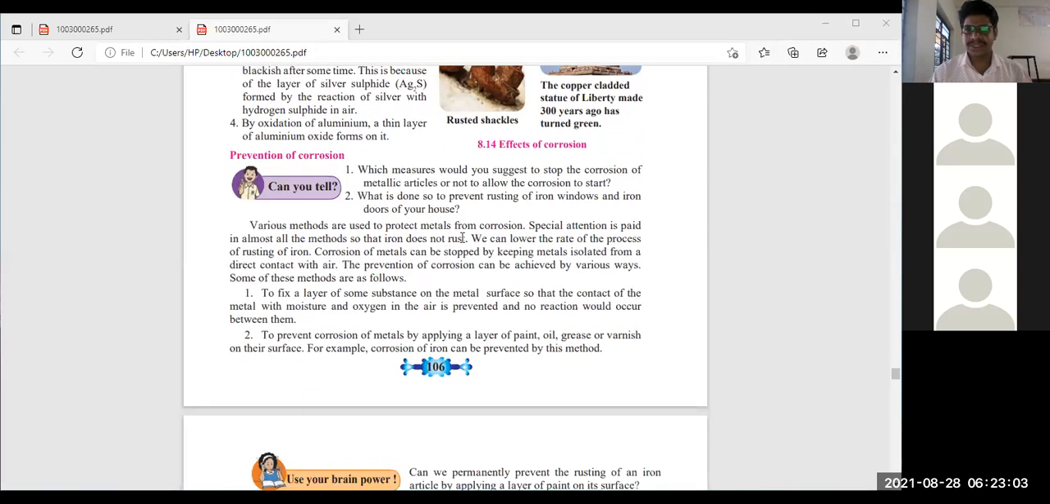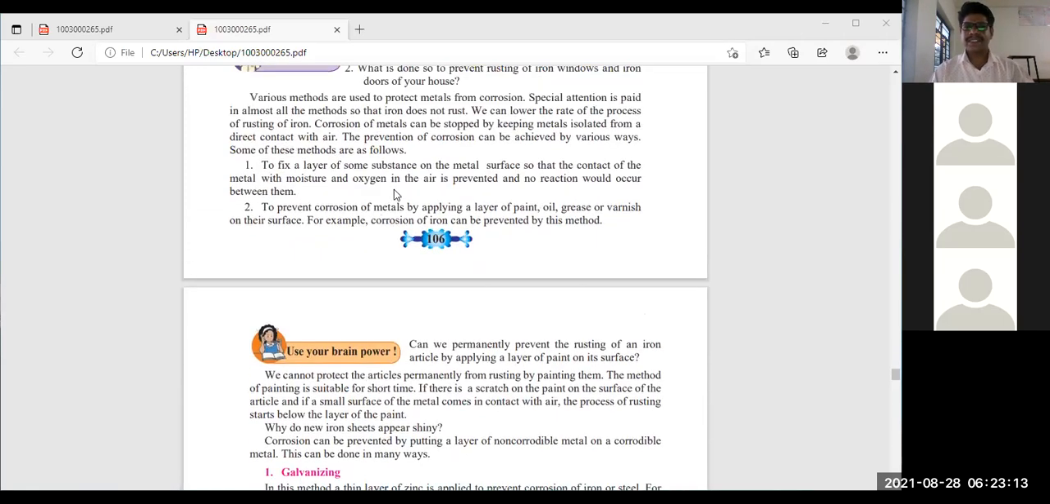So now, prevention of corrosion. How to prevent this corrosion? A simple thing first: with the help of some layers we put on the metals, we can stop it. So what is there? That only we have to see. To fix a layer of some substance on the metal surface so that contact of the metal with moisture and air is prevented, and no reaction would occur between them.